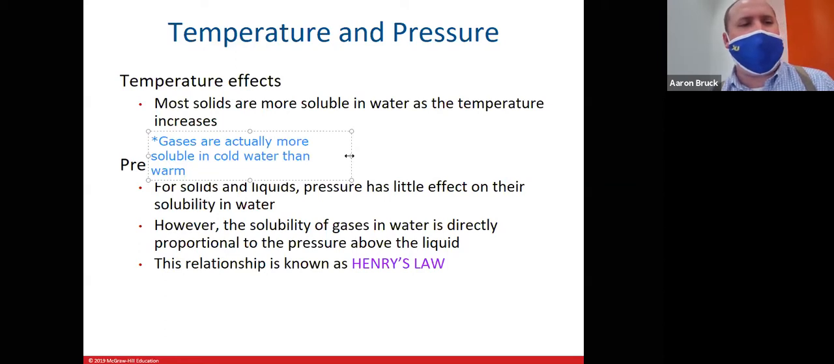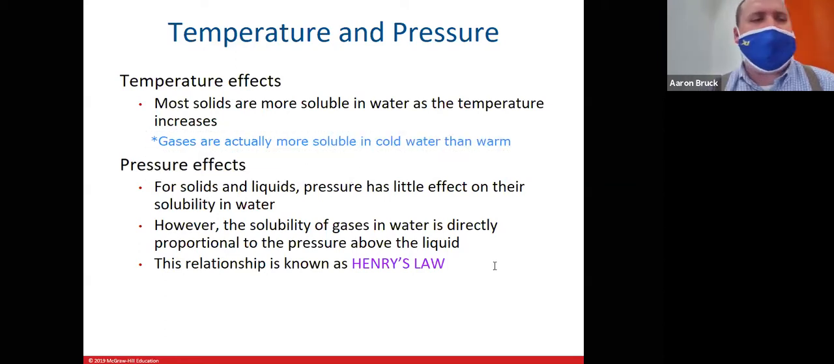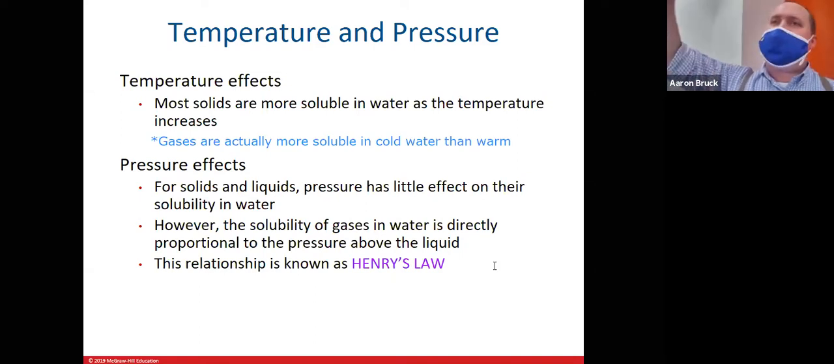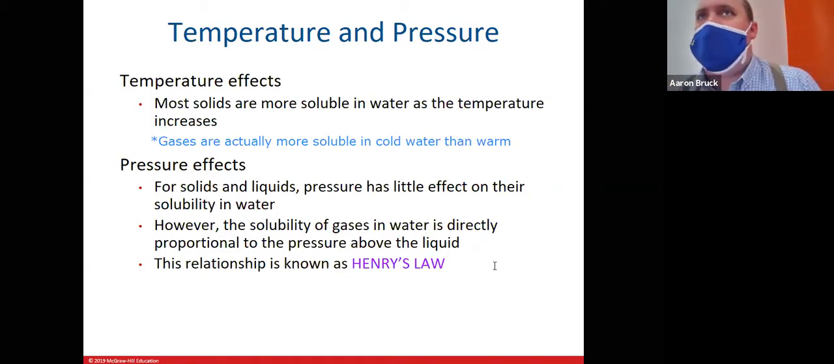this temperature impact actually has the opposite trend for gases. Gases tend to be more soluble in cold water than warm water, and that has to do with the energy of the molecules. When we increase the energy of the molecules, it's much easier for those gases to escape because there is more energy overall in the system, and the gas will find its way out of the solution a lot more easily since the molecules inside of the solution are moving faster.